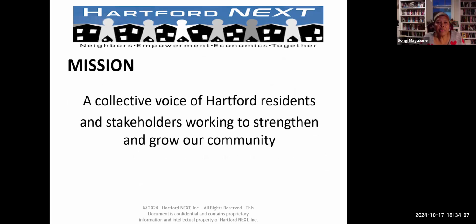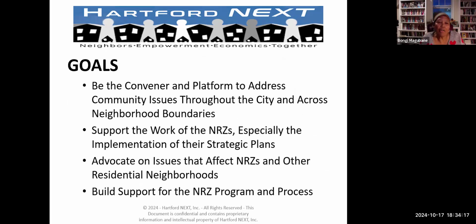So our mission is to be a collective voice of Hartford residents and stakeholders working together to strengthen and grow our community. Next slide, please. Our goals are to convene a platform to address community issues throughout the city and across neighborhood boundaries. It is to support the work of the NRZs, especially the implementation of the strategic plans. It is to advocate for issues that affect our cross-neighborhood boundaries and that are of common interest, and to build support for the NRZ program and process. Next.